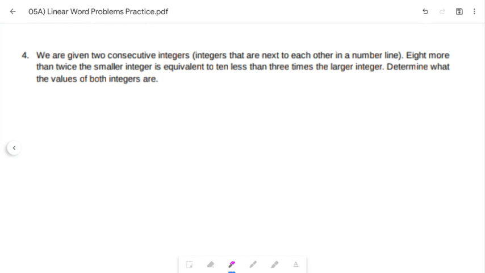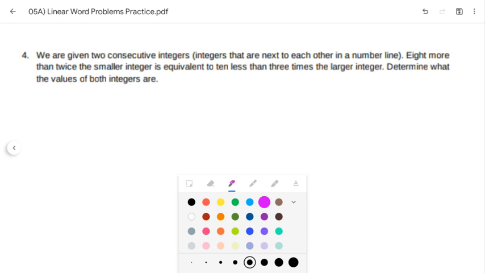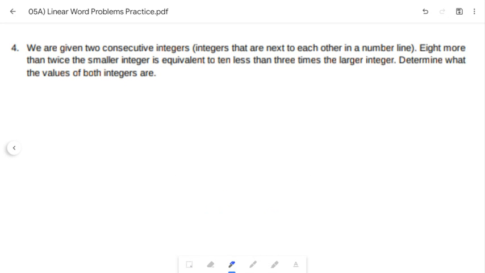We are given 2 consecutive integers that are next to each other on the number line. If I have 8 more than twice the smaller integer, it's equivalent to 10 less than 3 times the larger integer. Determine what both values are. So when we think of this, again, just picture my number line for a second.